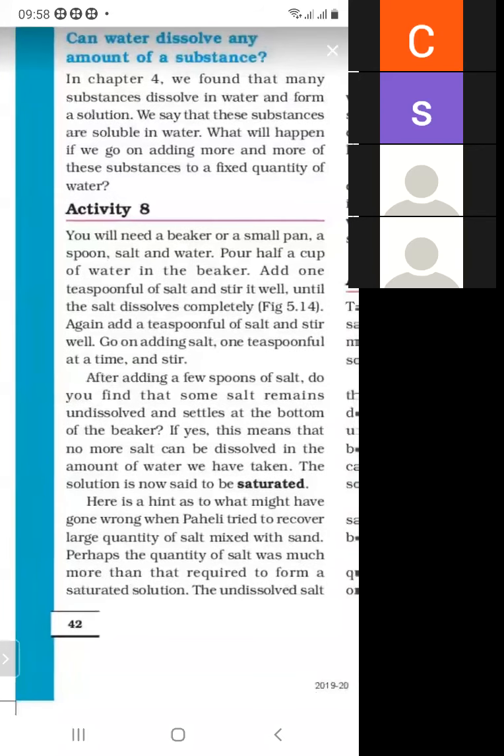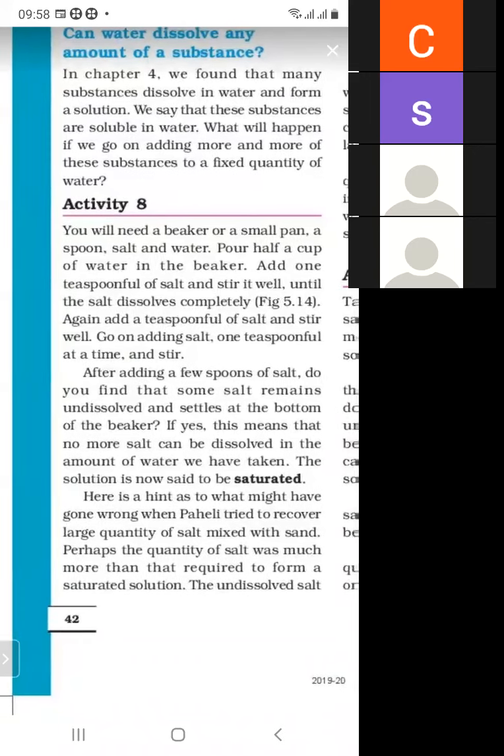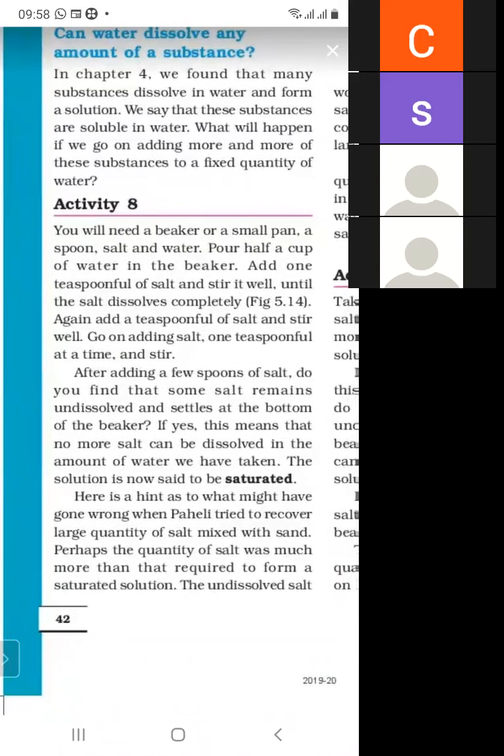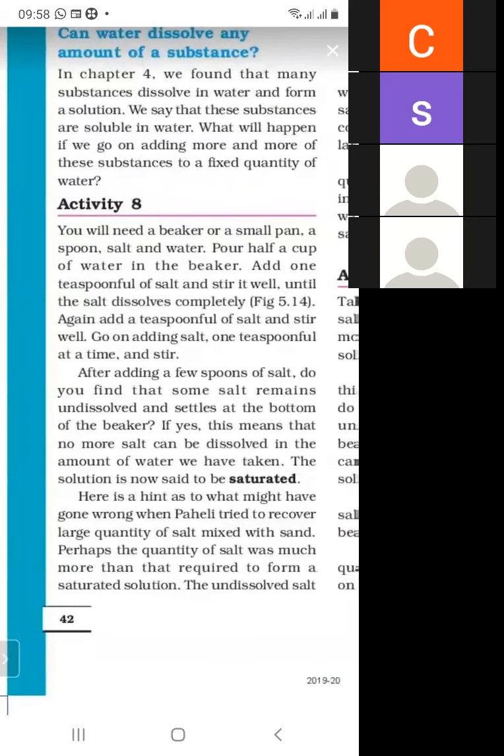And then we will pour half a cup of water into the beaker. So firstly, you will need a beaker, a small pan or a small spoon, salt and water. Then we will add half a cup of water into the beaker, add 1 teaspoonful of salt and stir it well until the salt dissolves completely, and again add a teaspoonful of salt and stir well.